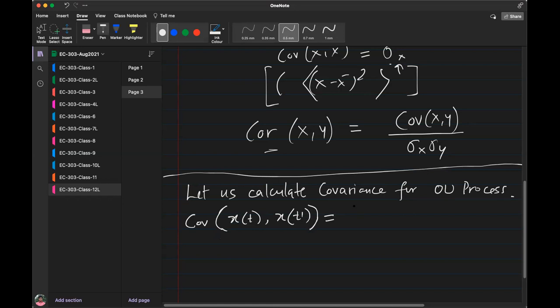What will this be? By definition, this will be x of t minus x bar of t, times x of t prime minus its average. So I'm using bar and angular brackets sort of interchangeably. The xt bar here means the average of xt, whereas outside I'm using angular brackets. Again, they both mean the same thing, which is the ensemble average.